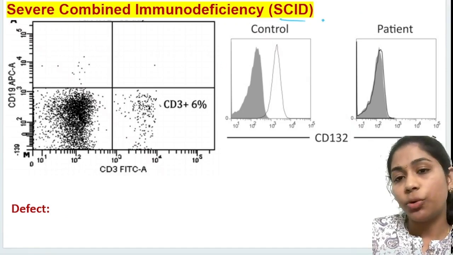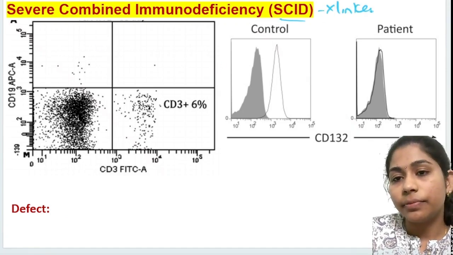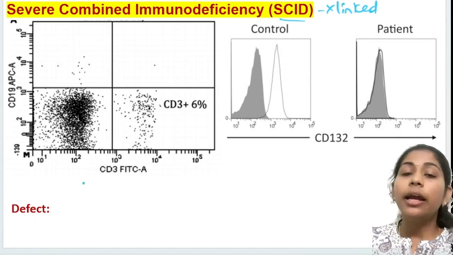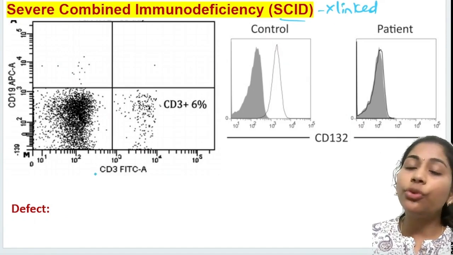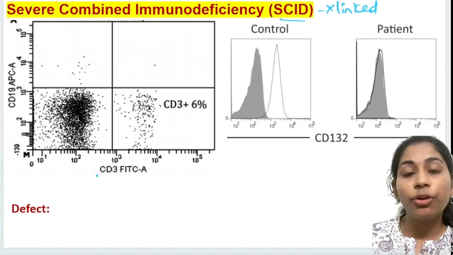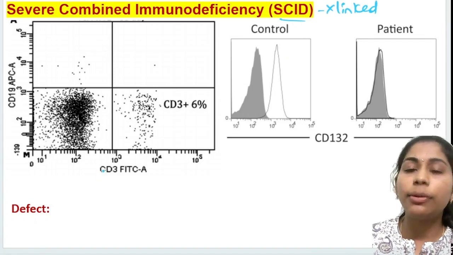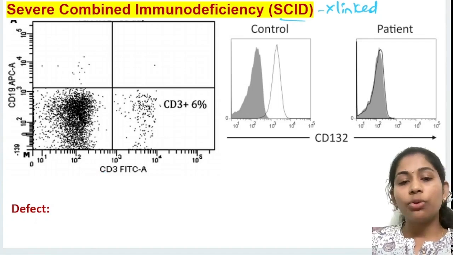So first the SCID. Okay, mainly the X-linked SCID. So what is the defect here? In PID it's very simple. We should know first what is the defect, and for that defect, whether any CD marker is available or not. That much only we should know. Okay, so what is the defect here?